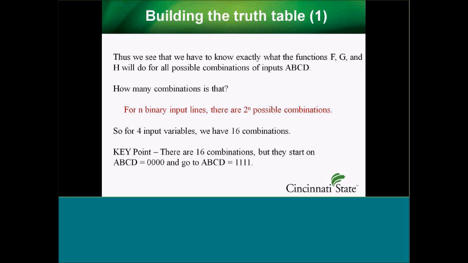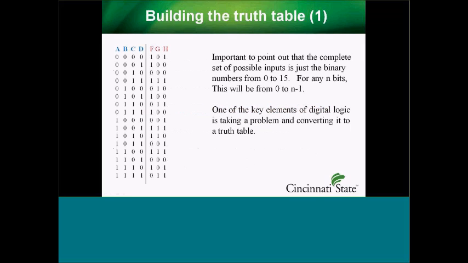And then I say, well, how many combinations is that? Well, this is a binary system, so if I've got n input lines, there's 2 to the n possible combinations. So for 4 input variables, we have 16 combinations. The key point I try to be sure they understand is they have to start on 0, with all inputs 0, and go up to where they're all 1, which is binary numbers 0 to 15. This is why I continually emphasize knowing those numbers between 0 and 15. So I show them what it looks like. This would be an example.